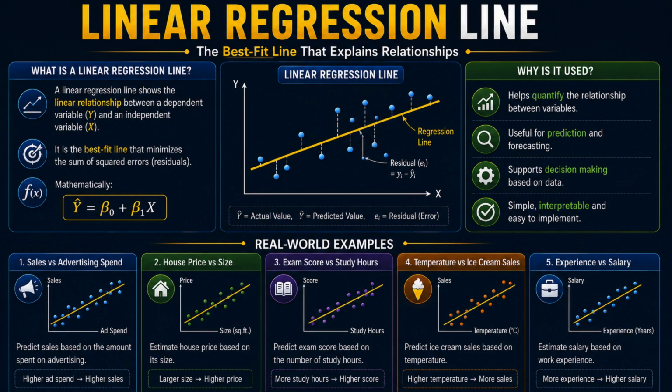After all, we've been talking about a regression line for quite some time, but what exactly is that line, how is it formed, and where is it actually used? Let's understand that next. Now that we understand the difference between the sample regression line and the population regression line, let's understand what a linear regression line actually is. A linear regression line is simply a straight line that explains the relationship between two variables. One variable is called the independent variable, which is used to make predictions, and the other is the dependent variable, which is the outcome we want to predict.